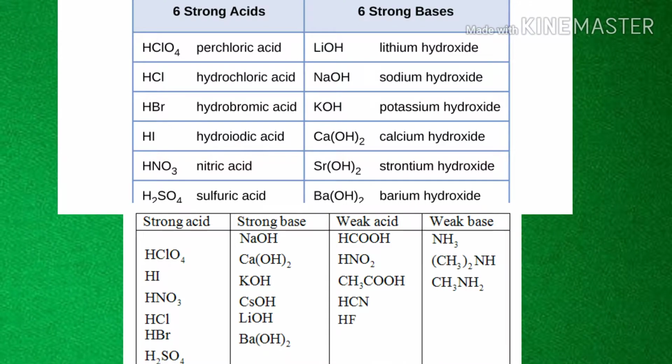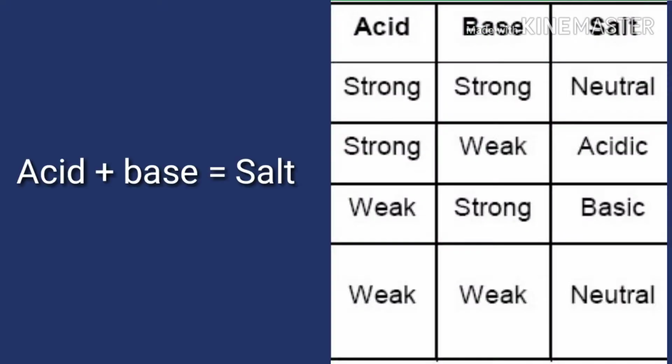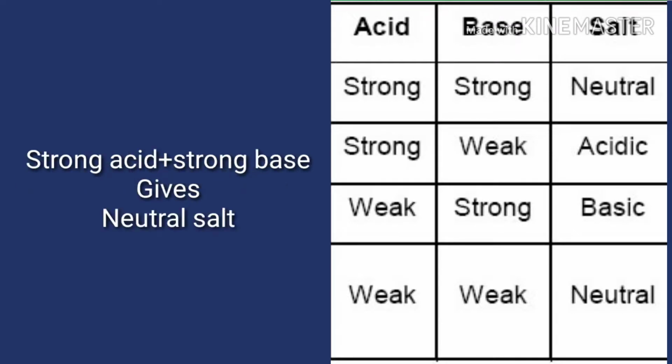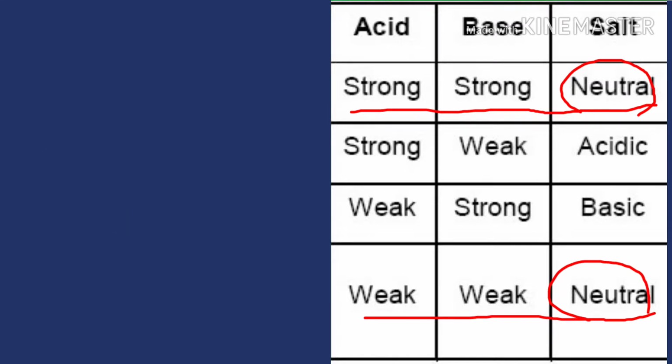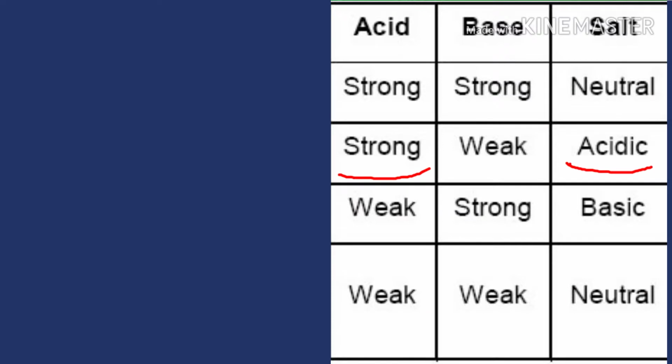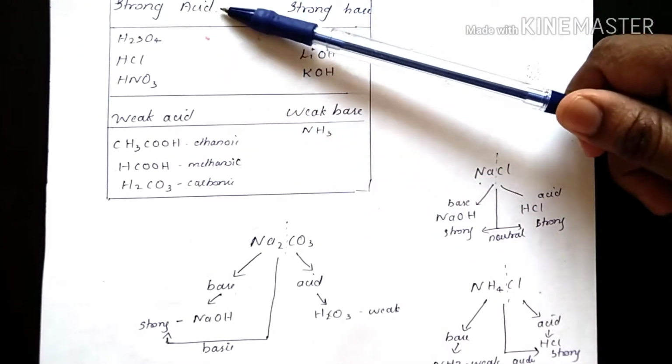For that you should know a few strong acids and strong bases, and a few weak acids and weak bases. Salts are formed by the reaction of an acid and a base. If both the acid and the base are strong, you will get a neutral salt. If both are weak, then also you will get a neutral salt. If the acid is strong, you'll get an acidic salt, and if the base is strong, you will get a basic salt.